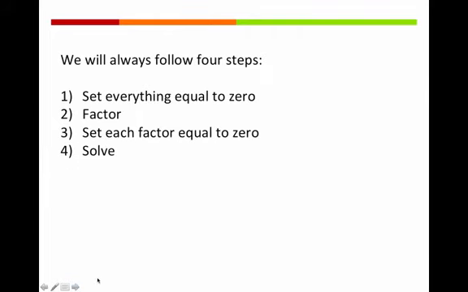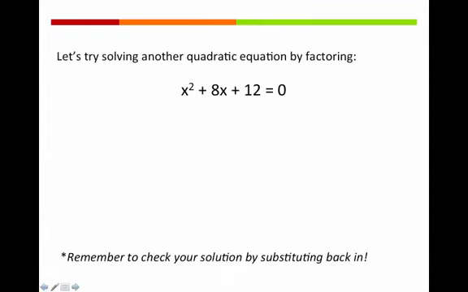So we're going to follow 4 steps every time. We're going to set everything equal to 0. We're going to factor, then set the factors equal to 0, and solve. It should be fairly clear. So let's try one. I've got x squared plus 8x plus 12 equals 0. I'm going to factor that into x plus 6 and x plus 2, set equal to 0.